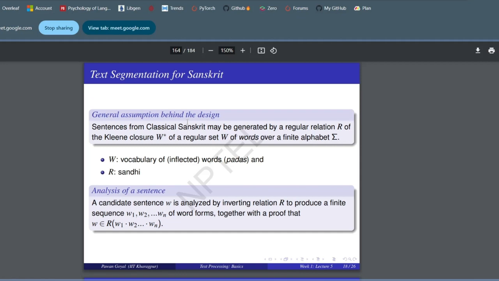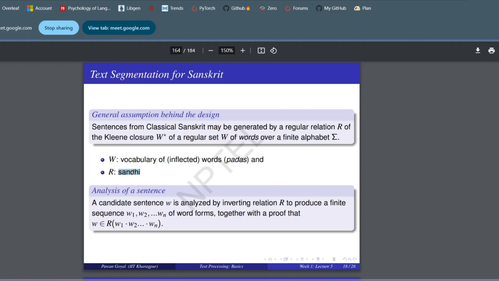Sanskrit is an inflectional language. We were discussing inflection, derivation and morphology, right? Sanskrit is very inflectional, so you'll observe many inflected words. That is why we are taking a vocabulary of inflected words, padas, and R would be the sandhi. Sandhi would be the conjugated form of the word.